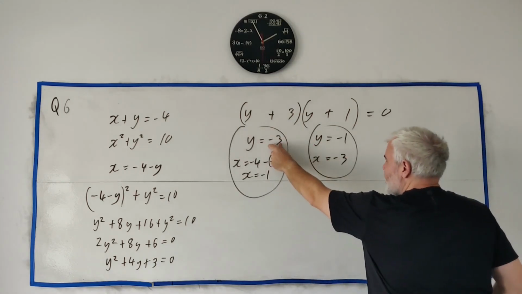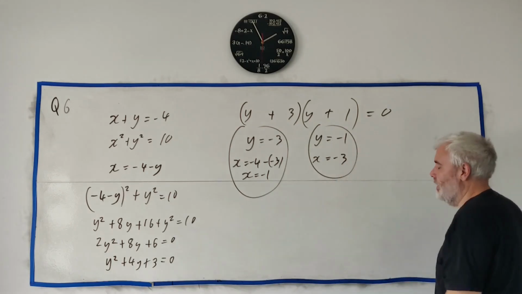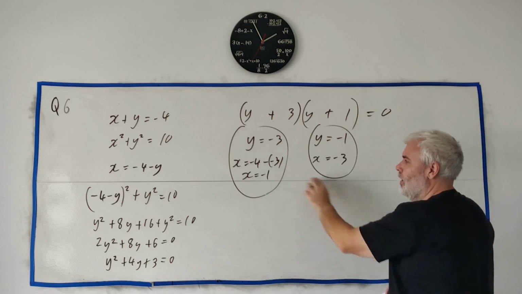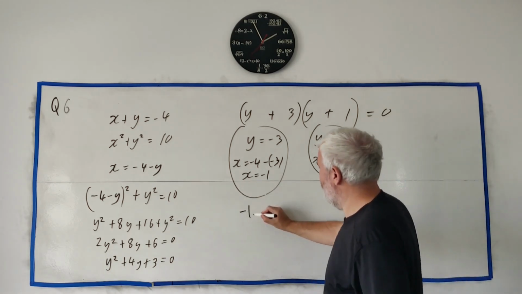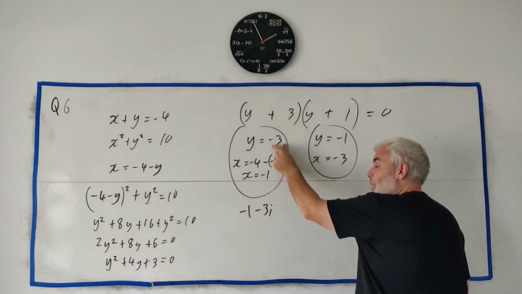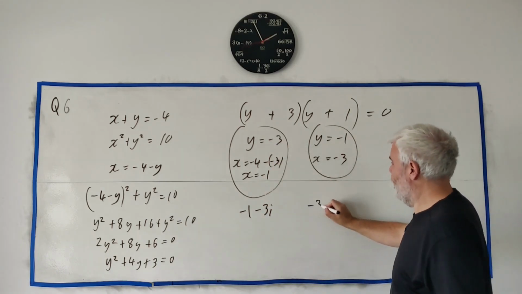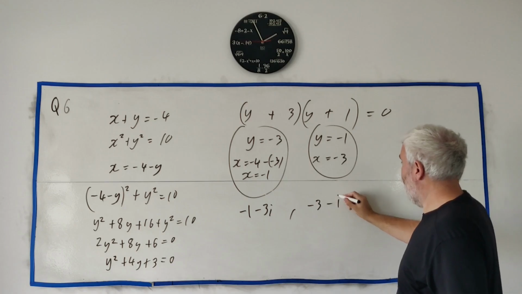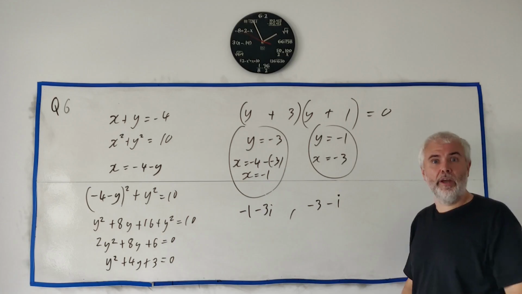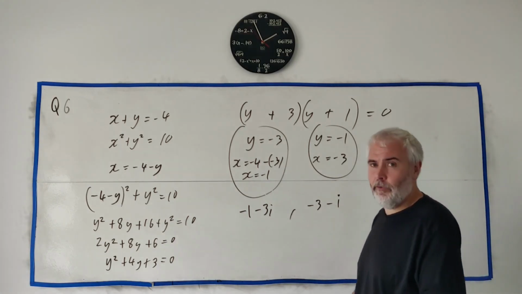If minus 3 is the answer here, minus 3 must be the answer for the x here. Anyway, I think you get full marks at this point, but you can still write this as minus 1 minus 3i. That's the real part and the imaginary part of these. These are the 2 answers to that equation. Okay, that's it for question 6.